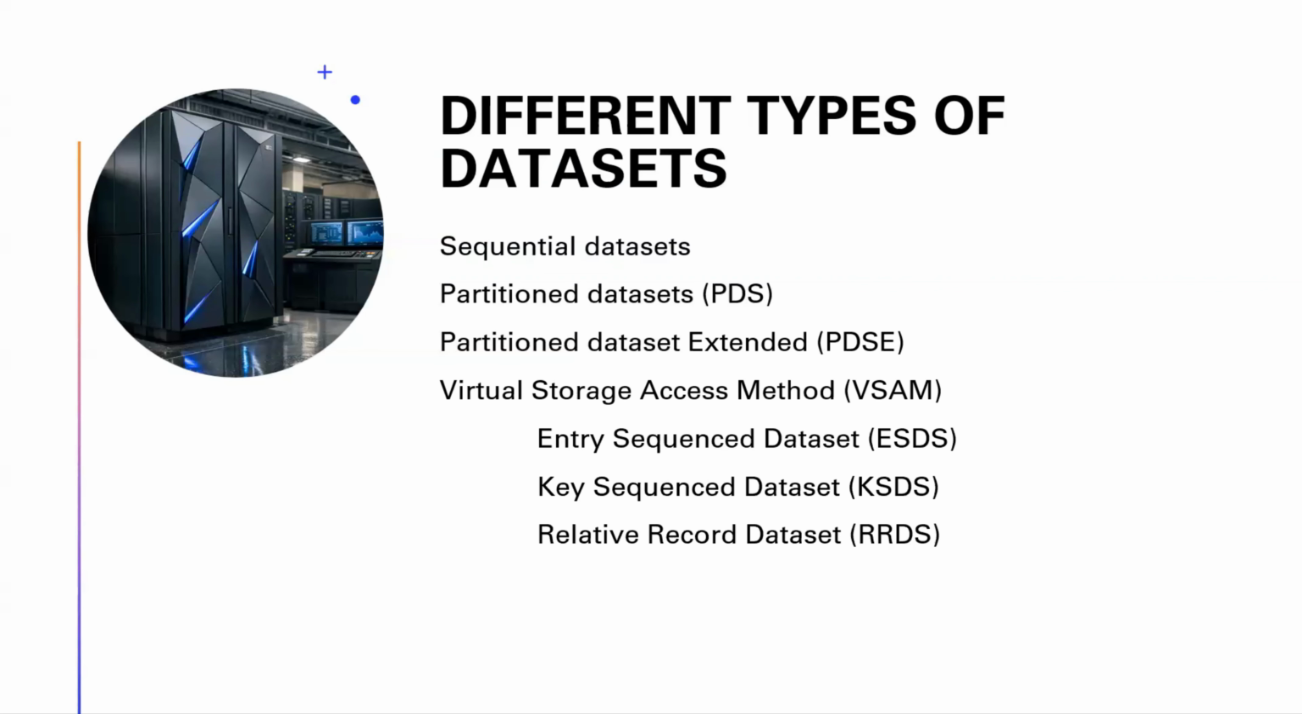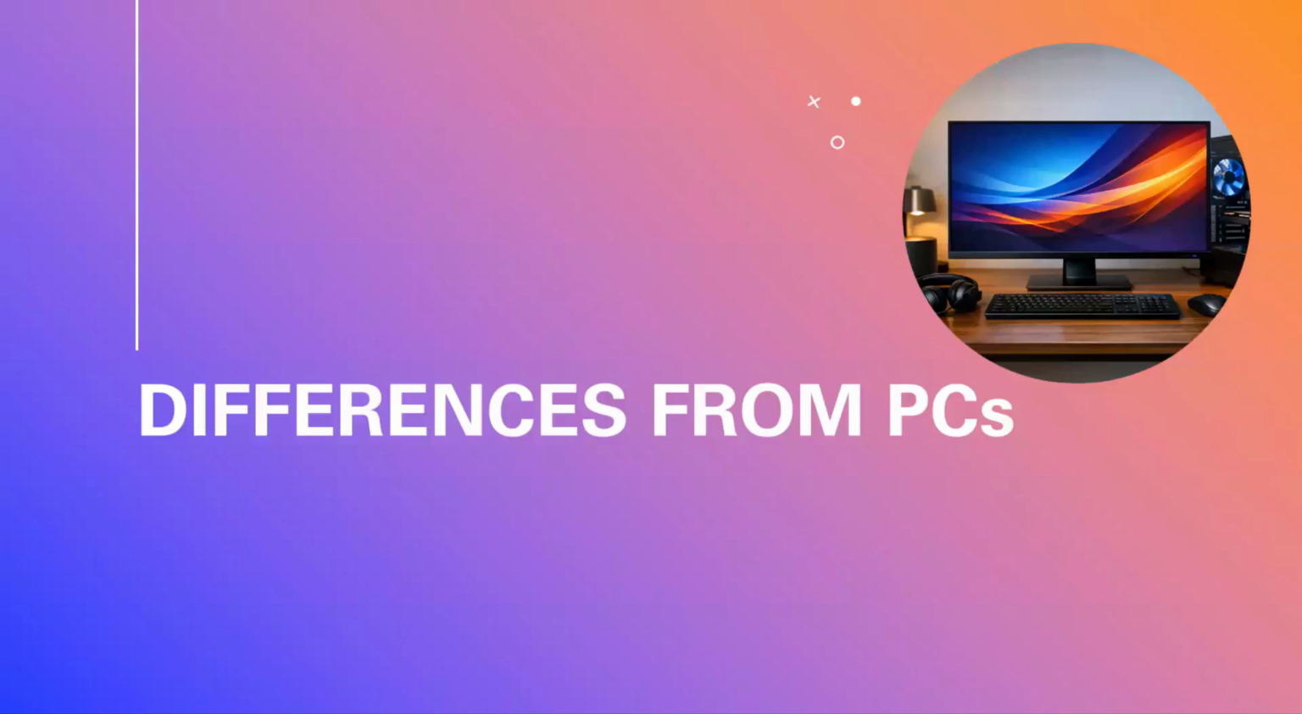The relative record data set, or RRDS, is similar to a KSDS, except you say, I want the 10th record. When we talked about the ESDS, you had to read the first nine to get to the 10th record. With an RRDS, you say, give me the 10th record. And it goes out and gets that 10th record and presents it to you. Interesting. All right.